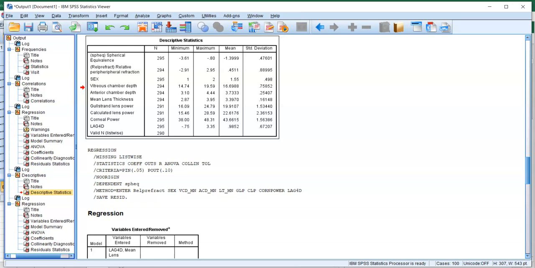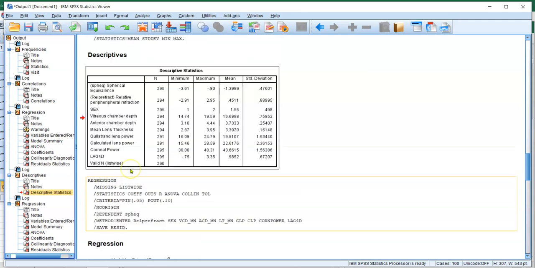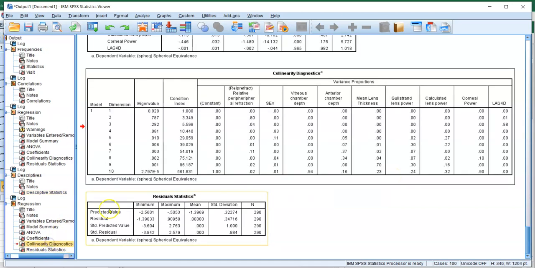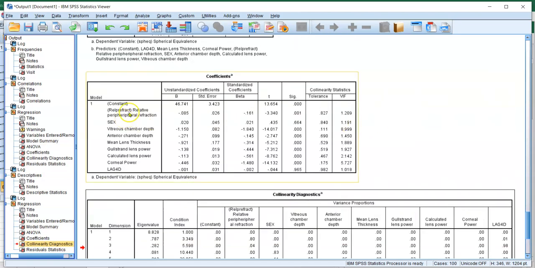Okay, check collinearity statistics, tolerance, and variance inflation factors. Which factors were out of bounds for VIF? What does this mean? All right, let's go to our regression equation. Here we have our tolerance and our variance inflation factors.